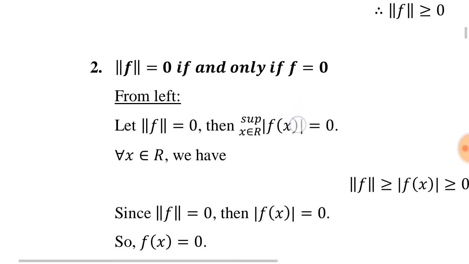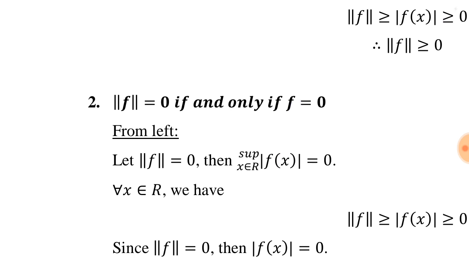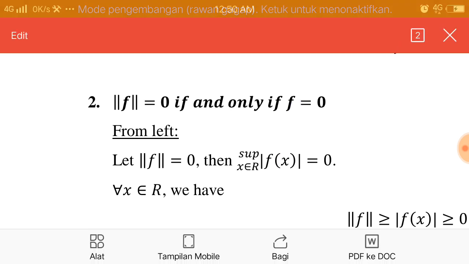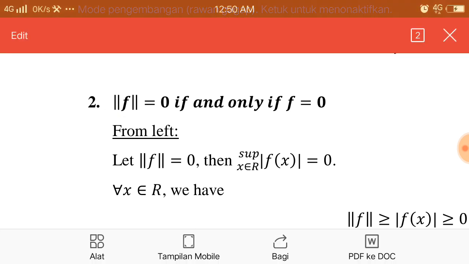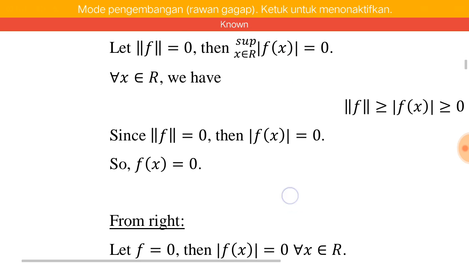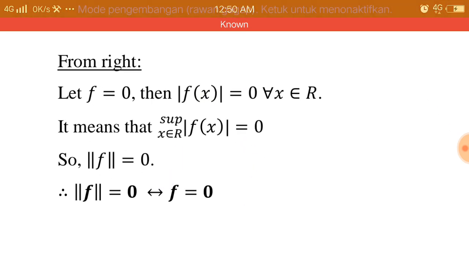From right, we're going to show that if f is equal to 0, then the norm of f is also equal to 0. Okay, let's see from right.